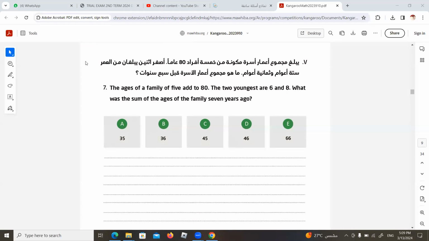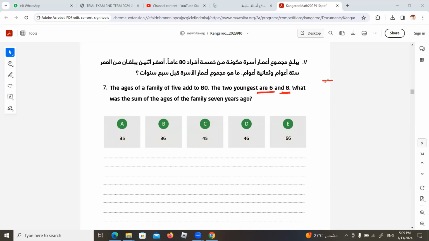The two youngest members are 6 and 8 years. What was the sum of the ages of the family 7 years ago? 7 years ago. So we need to get the sum of their ages before 7 years. I'll start with the two youngest members. The first youngest member is 6, and the second is 8.